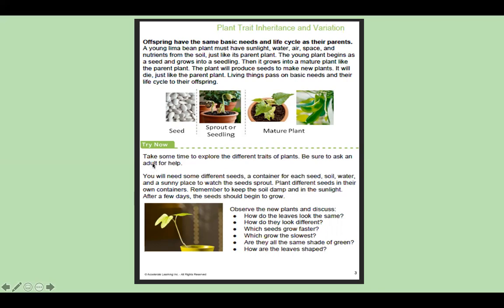Try now. Take some time to explore the different traits of plants. Be sure to ask an adult for help. You will need some different seeds, a container for each seed, soil, water, and a sunny place to watch the seeds sprout. Plant different seeds in their own containers. Remember to keep the soil damp. That means a little wet, and in the sunlight. After a few days, the seeds should begin to grow.